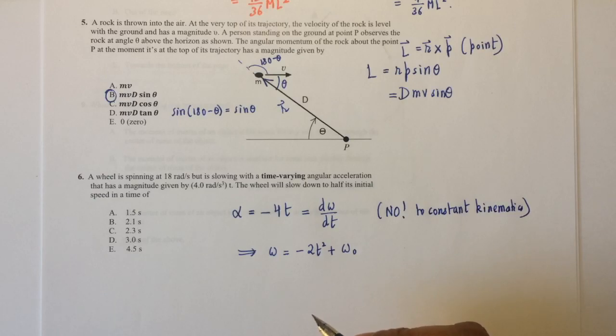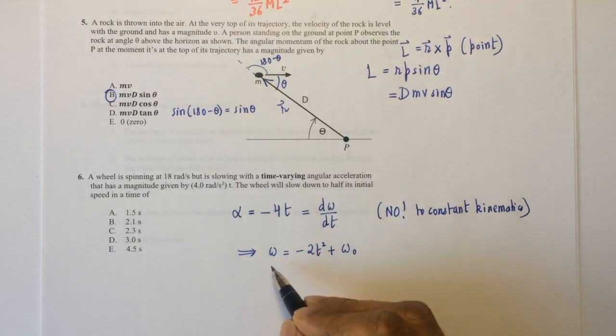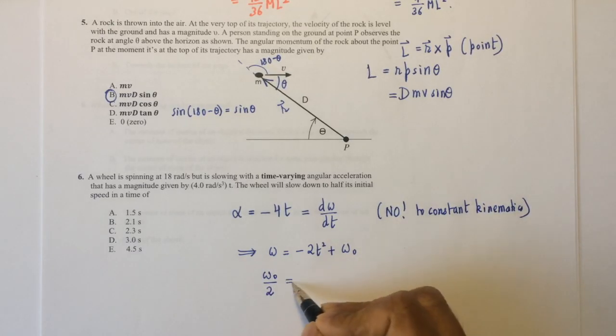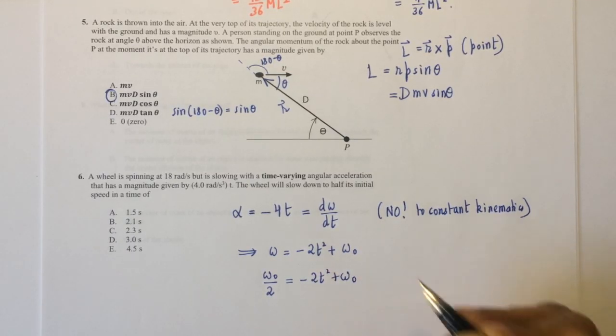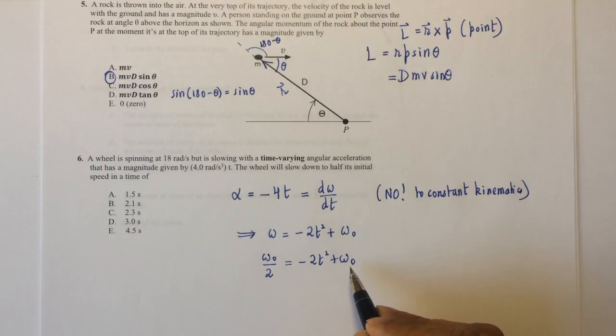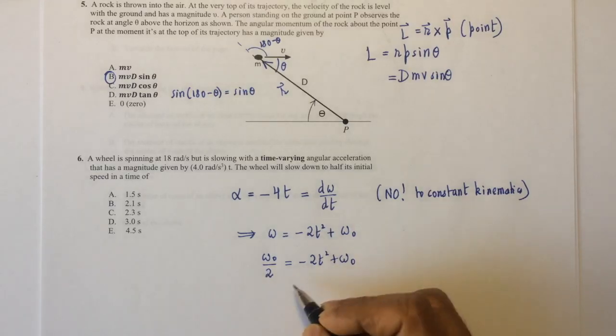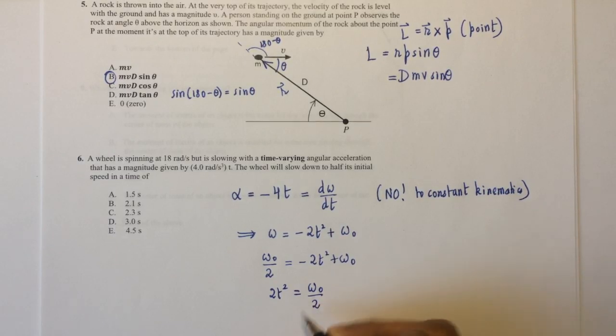Now, they want us to find out the time it takes to slow down to half the initial speed, which means the final speed is omega naught divided by 2. Let's substitute. So I get omega naught divided by 2 is equal to minus 2t squared plus omega naught. Now I have to just solve for it. I can subtract omega naught over 2 from both sides and then take the 2t squared over there. So I get 2t squared equals omega naught over 2. And solving for t squared, I have omega naught over 4.